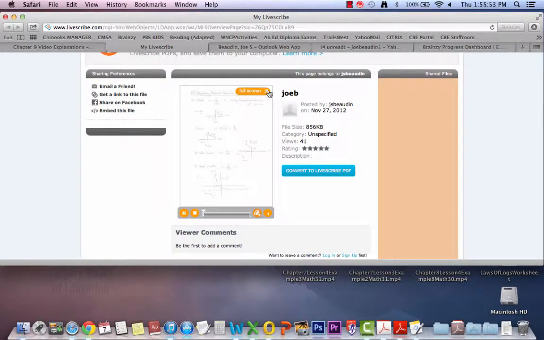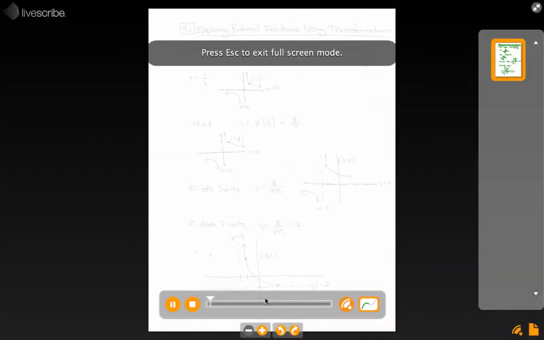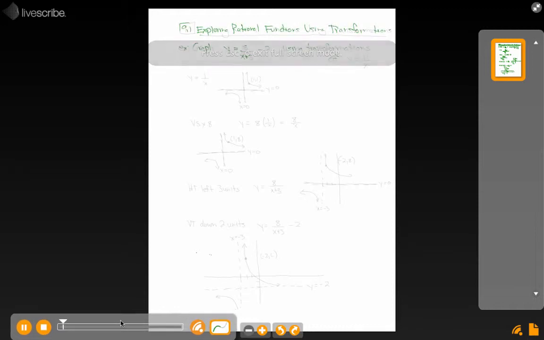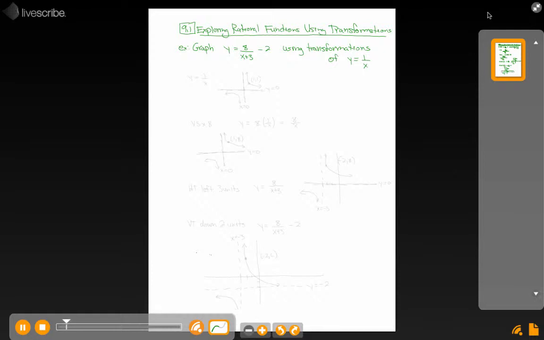This example comes out of 9.1, exploring rational functions using transformations. And so this example really does do exactly what the title says, which is use transformations to explore rational functions. We're going to graph y equals 8 over x plus 3 minus 2 using the transformations of y equals 1 over x. So we need to know what y equals 1 over x looks like.